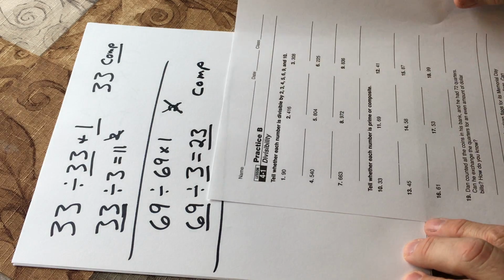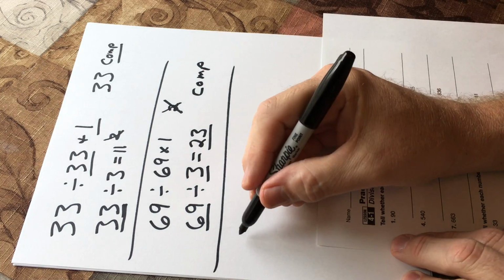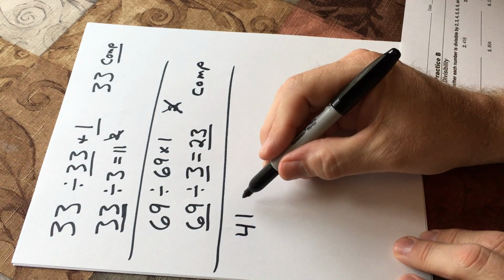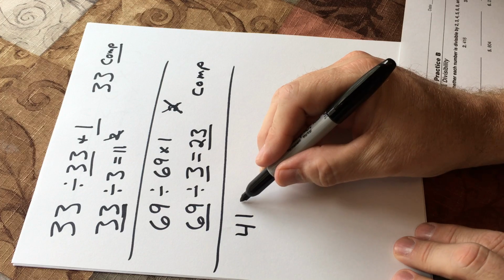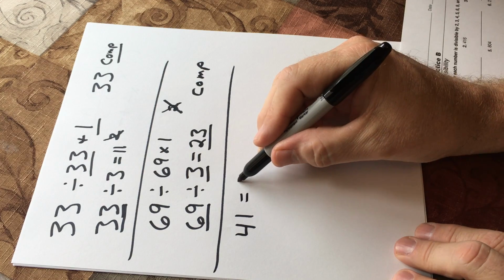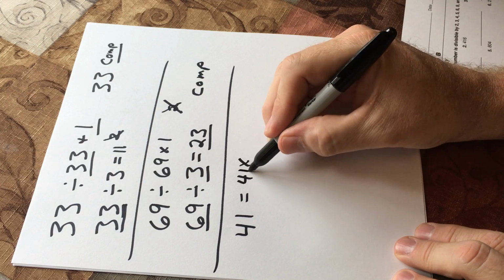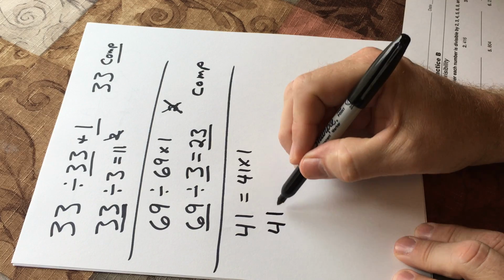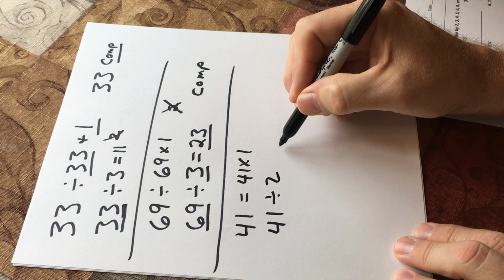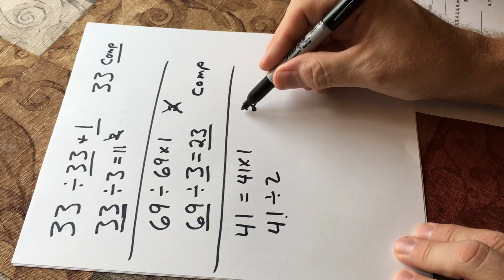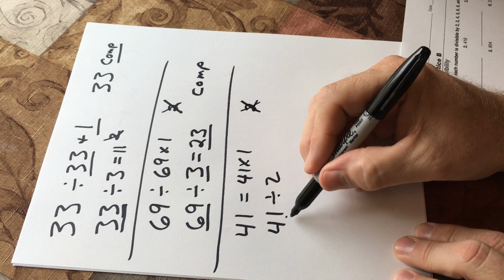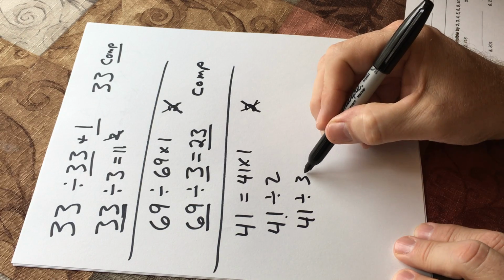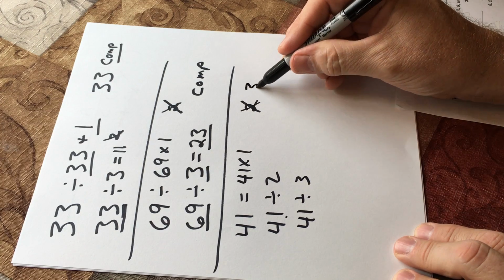Okay, we'll do one more. Let's do 41. All right. Our first pair of factors is 41 times 1. Okay. Let's look at 41. Can it be divided by 2? No, cannot be divided by 2. It's not an even number. If I add 4 and 1 together, that's 5. Can it be divided by 3? No, 3 is a no.